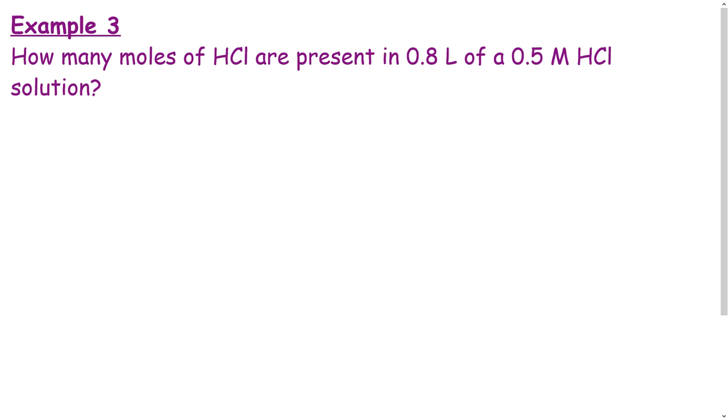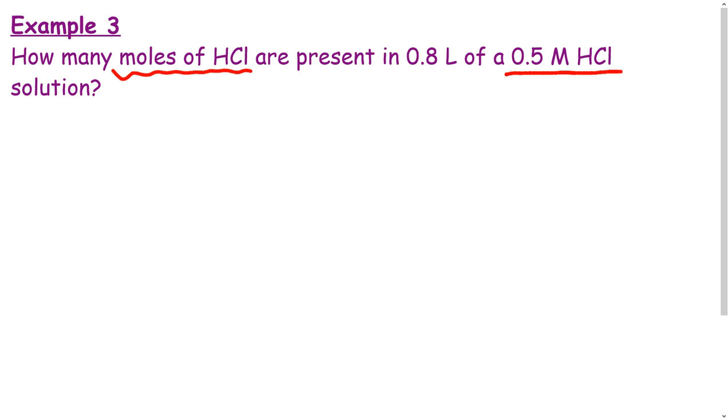The third example is a little bit different in that as you're looking at this one, I'd like you to focus on the fact that we're being asked to figure out moles of HCl that are present in 0.8 liters of a 0.5 molar HCl solution.